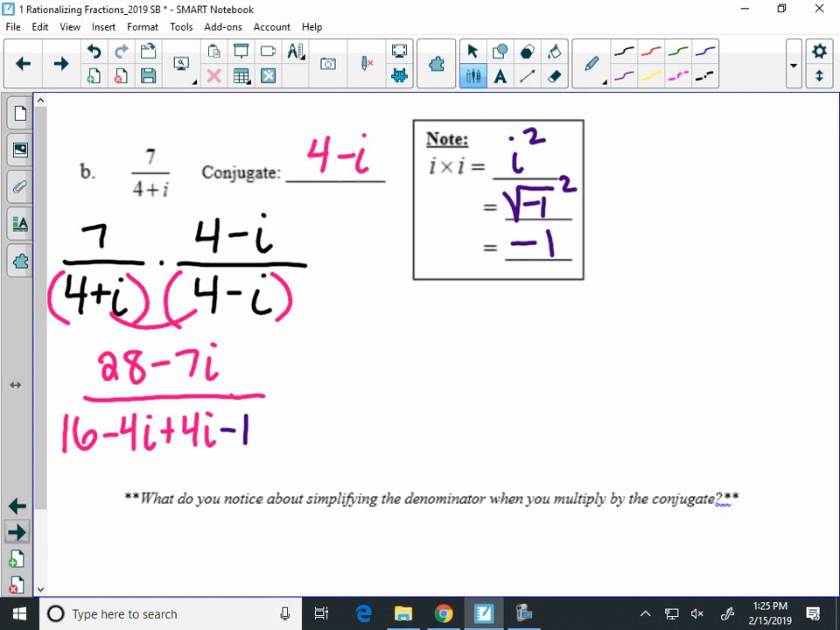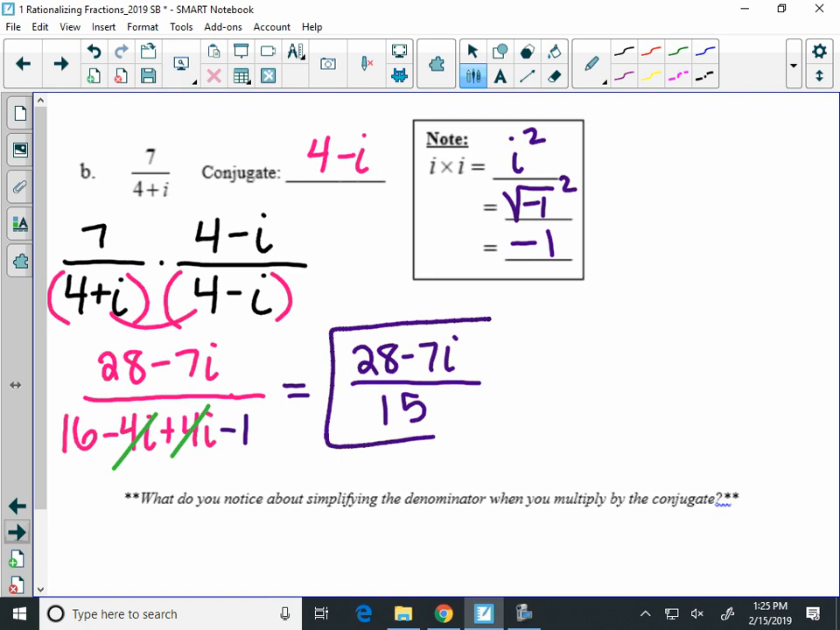We just never multiplied i's before, so we didn't have to worry about it. 15. Well, now it is going to be. So the inside crosses off, and you get 28 minus 7i over 16 minus 1, 15. Nothing simplifies, so that's your final answer. We good? We understand?